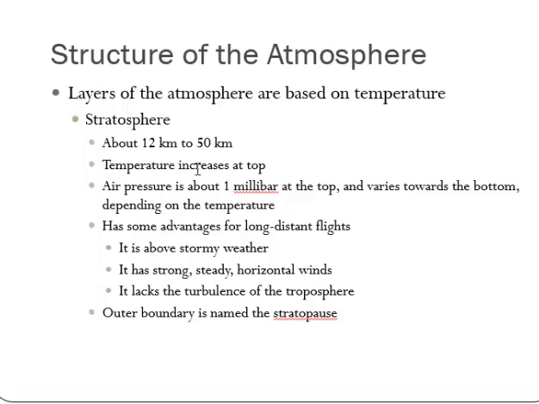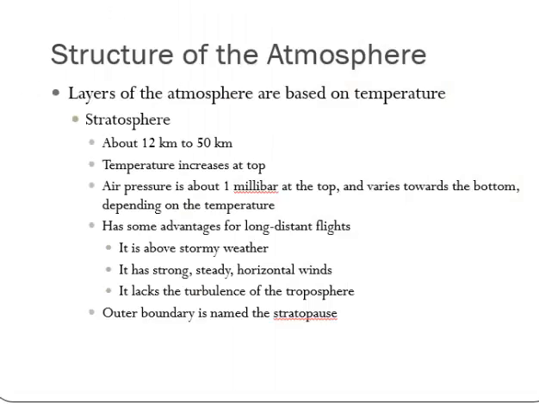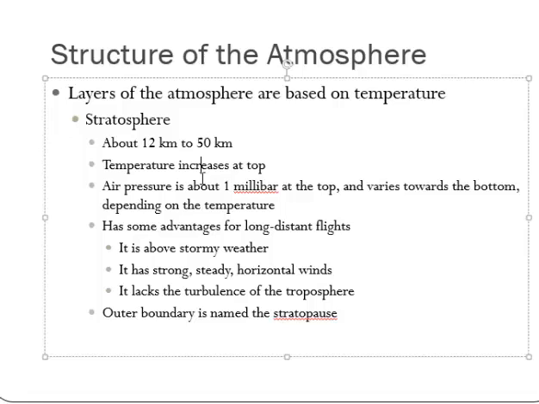Temperature increases at the top of the stratosphere. As you go further, it goes up, and near the top of the stratosphere is the ozone layer, the famous ozone layer that keeps us somewhat safe from the sun's rays. It was depleting because of human activities until a few decades ago, but we won't worry about that right now. Air pressure is about 1 millibar at the top, which is very, very low.